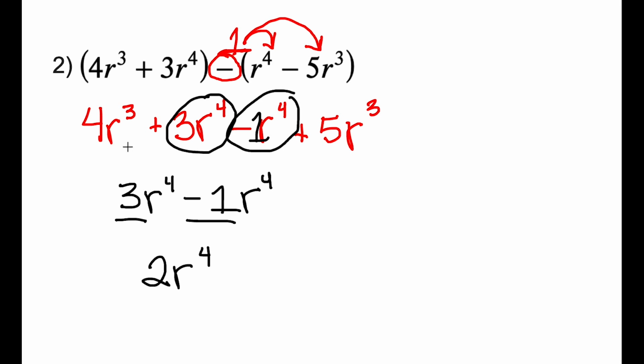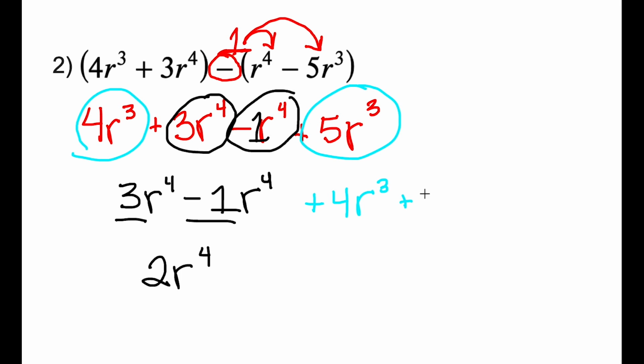I do have another set of like terms: 4r cubed plus 5r cubed. They are both positive, so these coefficients will be added together. I have positive 4 and positive 5, which makes positive 9r cubed.